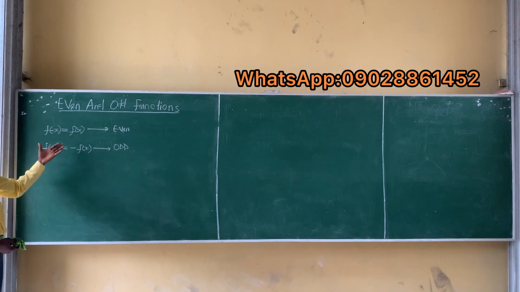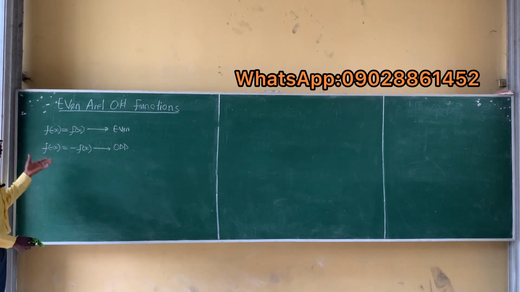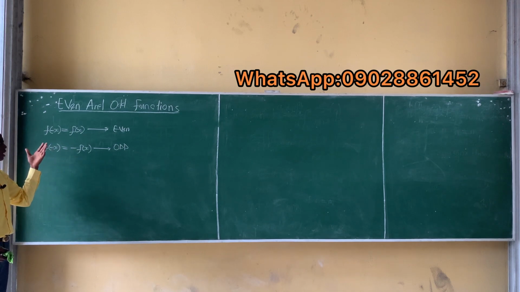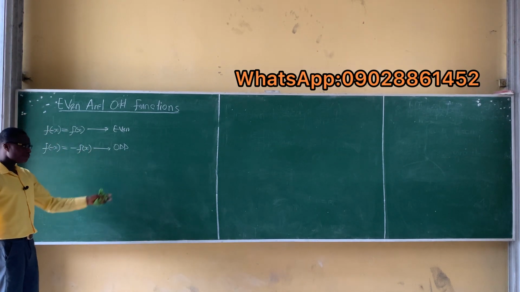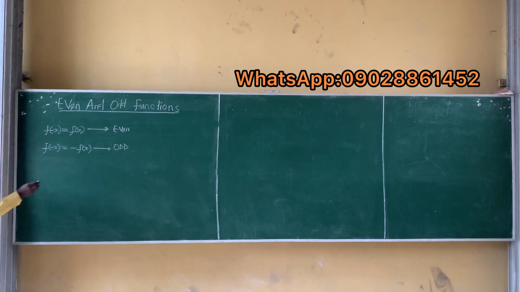If you take the negative of x and you obtain the function, then the function is even. If you obtain minus the function, then the function is odd. What if you did not get either the function or the negative of the function? Then the function is neither odd nor even. But we are going to see that. Let's take an example.